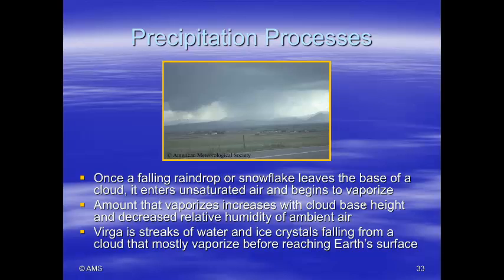So once falling, a raindrop or snowflake leaves the base of the cloud, and it enters unsaturated air and begins to vaporize. The amount that vaporizes increases with cloud base height. So sometimes what you'll see is if we have a very high cloud and relatively unsaturated air below it, the rain will start to fall, but before it ever reaches the ground, it vaporizes.